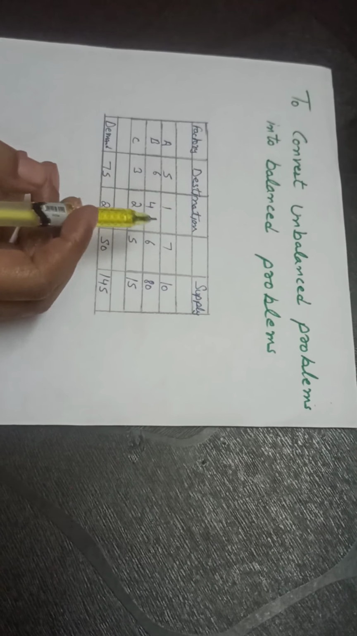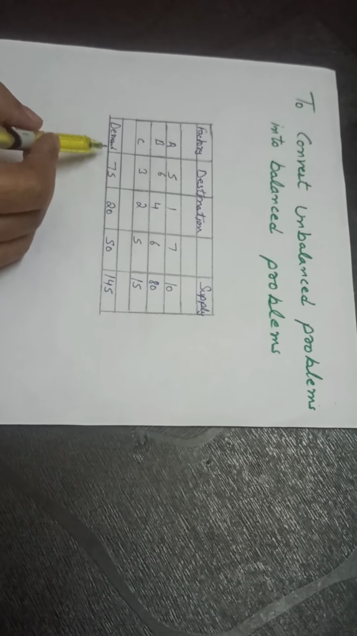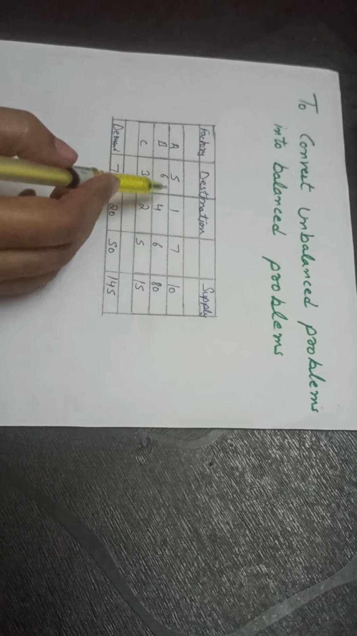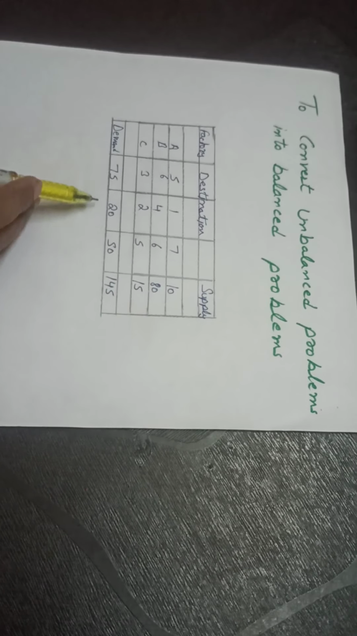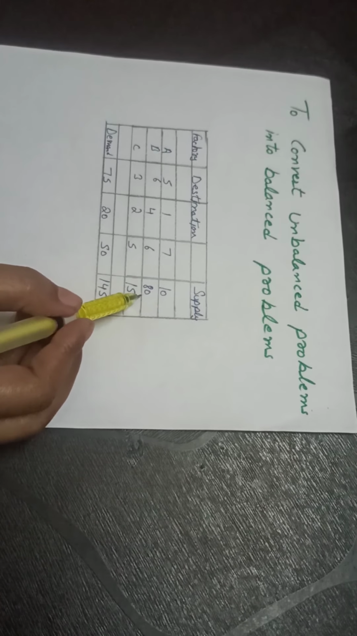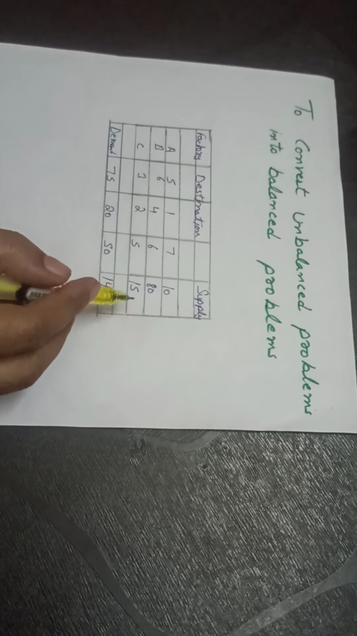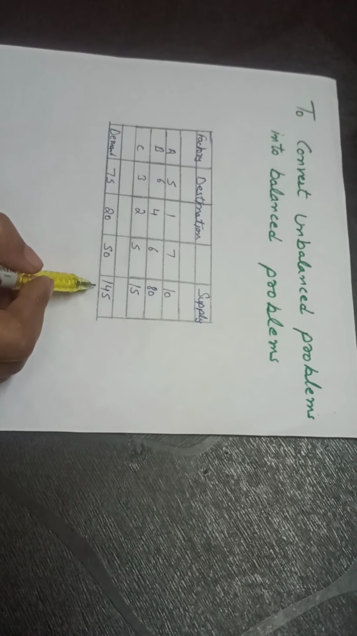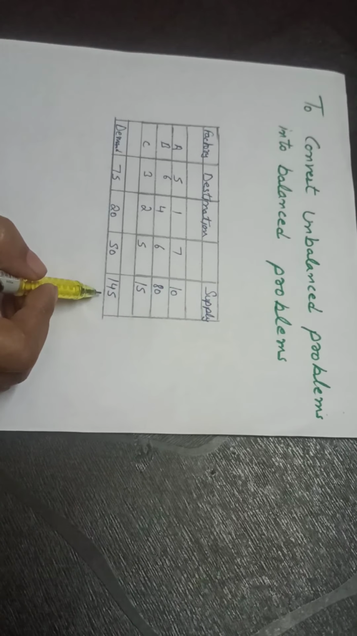Now we will learn what unbalanced problems are. In this problem we have demand 75, 20, 50. And supply is 10, 80, 15. The total of demand is 145 and the total supply is 10 plus 80 plus 15, which is 105. It means we have total supply of 105 and total demand of 145. So we can say this problem is an unbalanced problem.